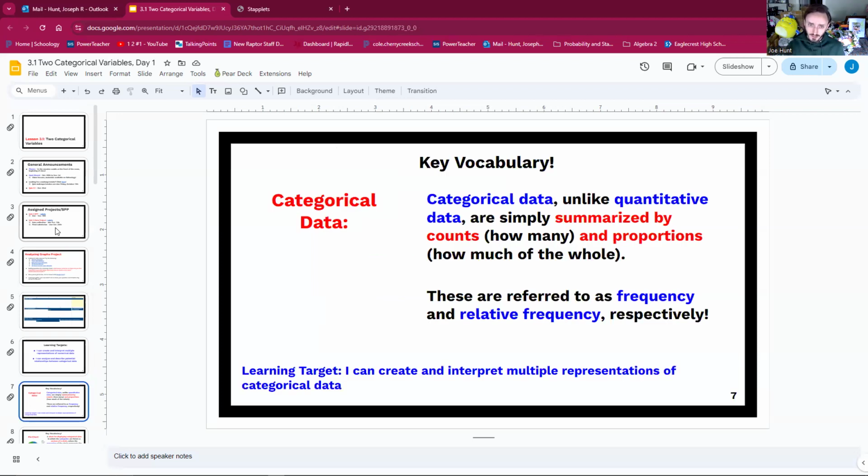So what we know so far is that data is either quantitative or categorical. Categorical data, unlike quantitative data, can really only be counted and put into proportions. So for example, if I'm going into an ice cream parlor and I'm saying, hey, for 20 people that are here in the parlor, what's your favorite ice cream? I can really just count that and say what percent of the people I talked to chose mint chocolate chip.